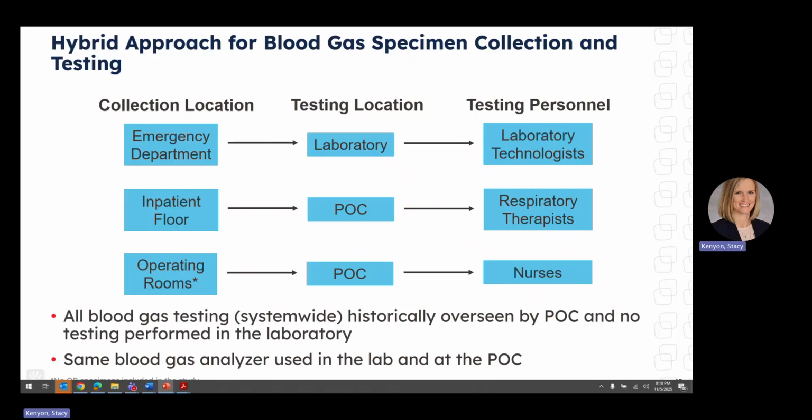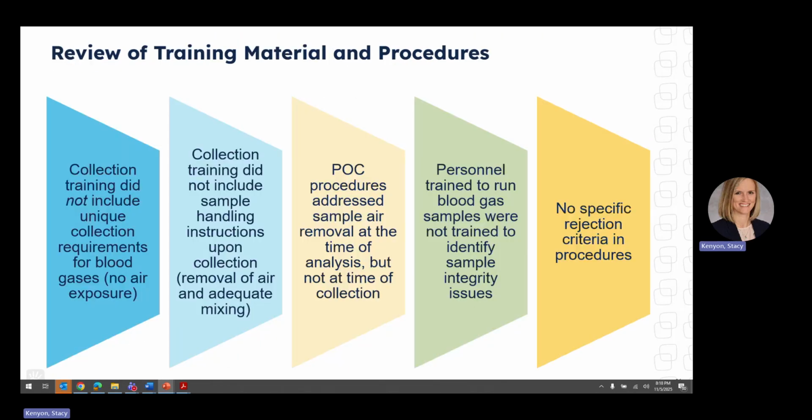Considering this in combination with the knowledge that this is a new facility, it might not be a surprise that we're seeing specimen integrity issues when it comes to blood gases. So with this in mind, we reviewed the training material for sample collection, the training material for instrument operation, as well as any SOPs we had that were associated with blood gas testing. What we found is shown on these 5 panels on this slide.